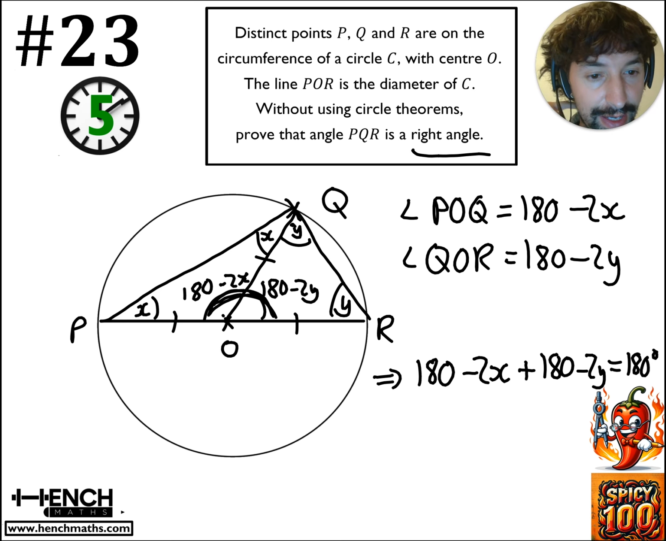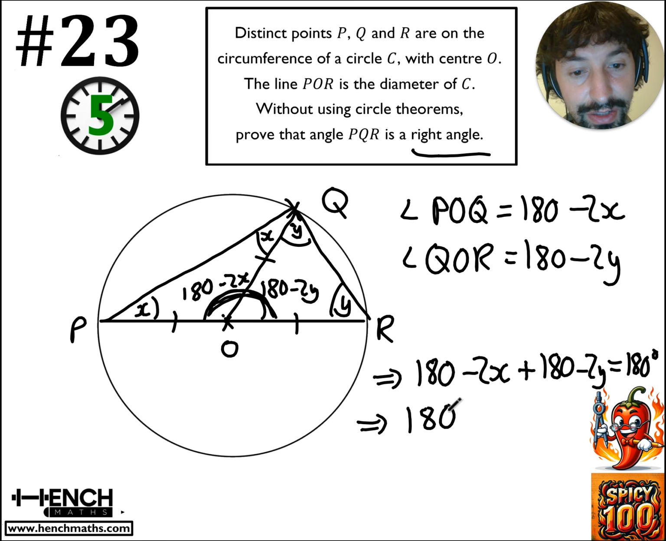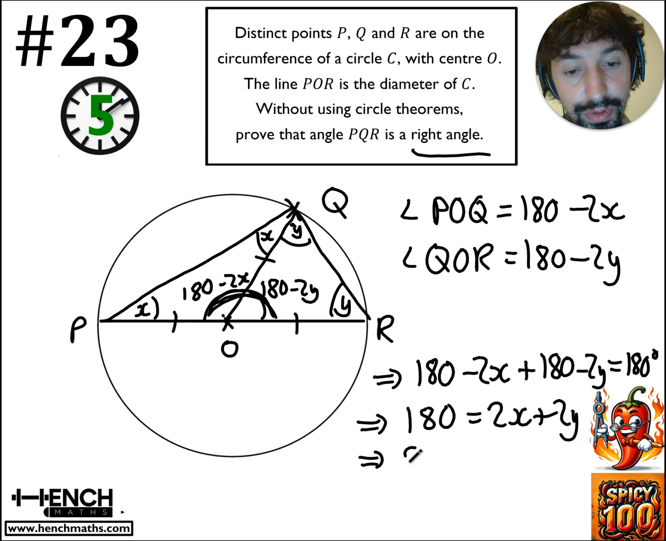So if we rearrange that, we're going to get 360. So if I say 360 subtract 180, you're going to get 180 degrees. And I'm going to add the 2x and the 2y over to the other side of the equation. So if we divide everything by 2, you get 90 is equal to x plus y.